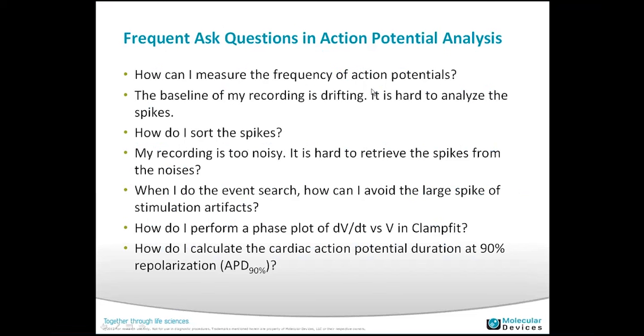How can I measure the frequency of action potentials? The baseline of my recording is drifting, and it is hard to analyze the spikes. How do I sort the spikes? My recording is too noisy, and it is hard to retrieve the spikes from the noise. When I do the event search, how can I avoid the large spikes of stimulation artifacts? How do I perform a phase plot of dV/dt versus voltage in Clampfit? And also, how do I calculate the cardiac action potential duration at 90% of repolarization? Today, I'm going to address all those questions.